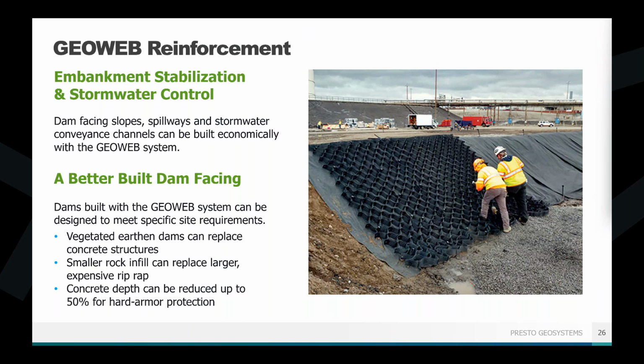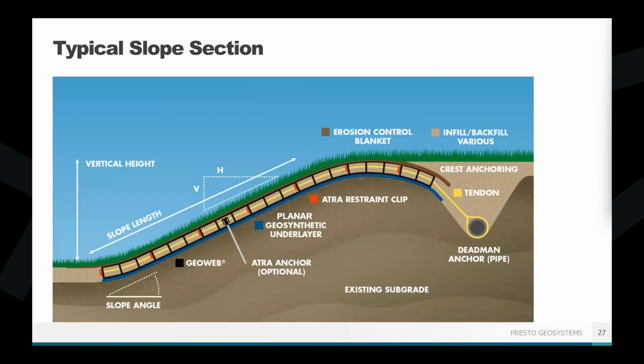This is just a very basic diagram of what a GEOWEB would look like in a slope protection method, which is basically what a reinforced dam would be. So this is a pretty typical section. It shows you have your GEOWEB laid out, and you have your two different anchoring options. You can do the stakes that we mentioned, or you can do the tendon. In this case, it's tied off to a dead man anchor. Again, those are an either or. You wouldn't do both at once, but they're just shown here for ease.